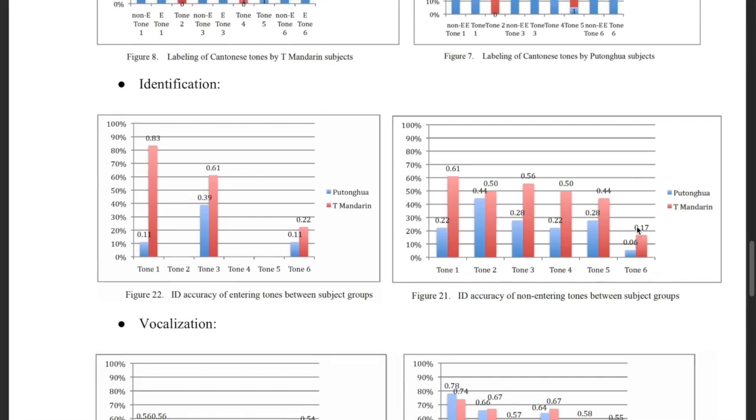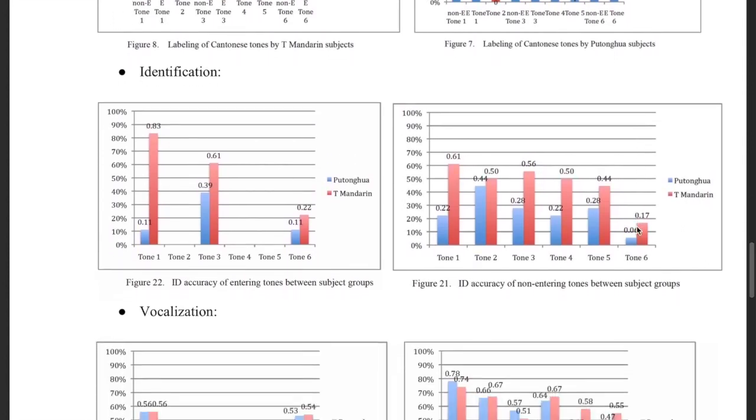I didn't include the graph here. I should have done that.